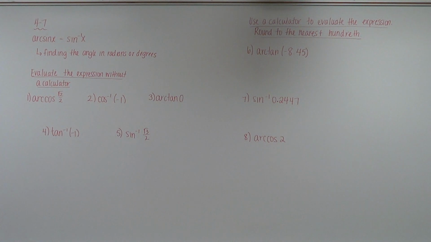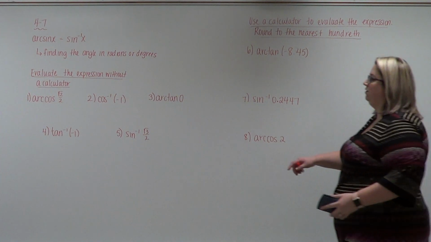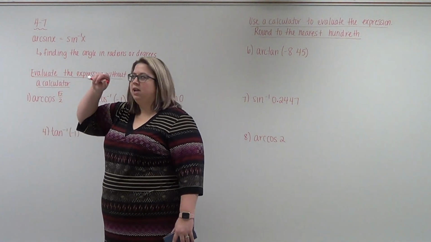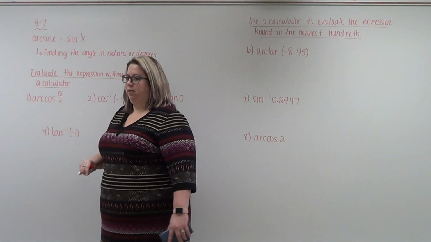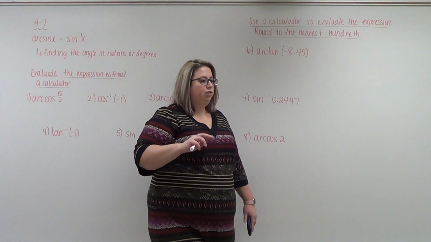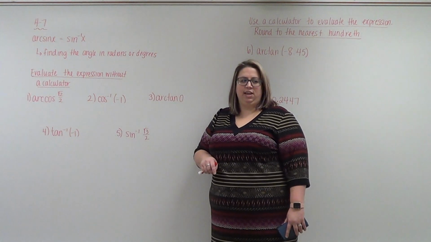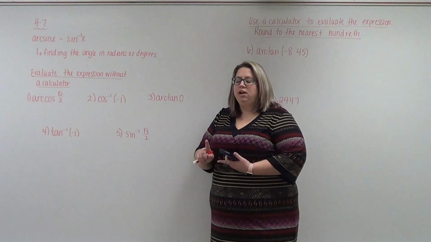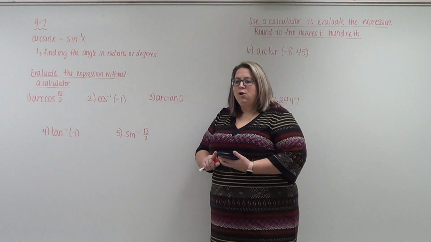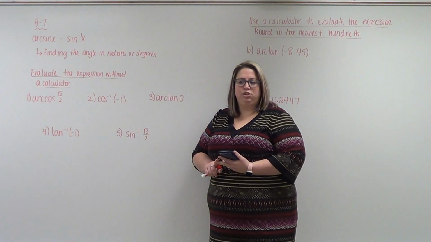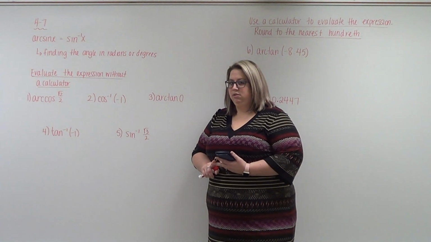Okay, seeing arc sine or arc cosine or arc tangent or arc anything in front of your function, that's the same thing as seeing to the negative first power. What you're doing is you're given the answer and we're going to work backwards and find the angle. I don't care if you do degrees or if you do radians, but if you do degrees, you have to put the degree symbol on there.